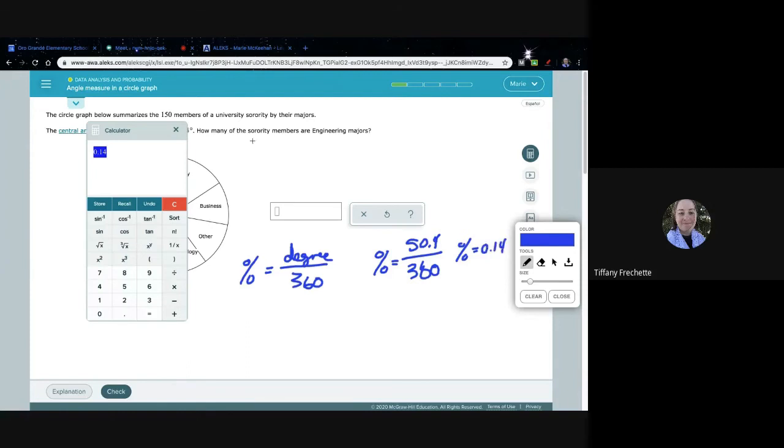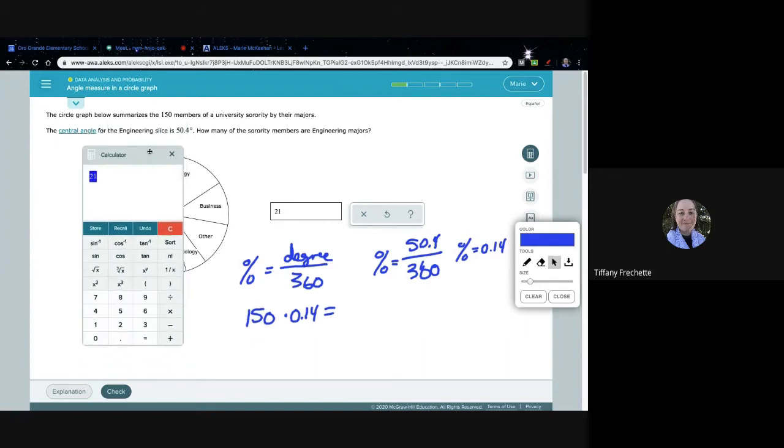But they want to know how many sorority members are engineering majors. They don't want to know the percent. So what we need to do is take this number and multiply by the 150 members. So we're going to have 150 times 0.14, and that's going to tell us how many people are in the engineering majors. So we get 21. That was a little tricky because they asked us to go a little farther than that first one. So just make sure you're paying attention to what they are asking you for.